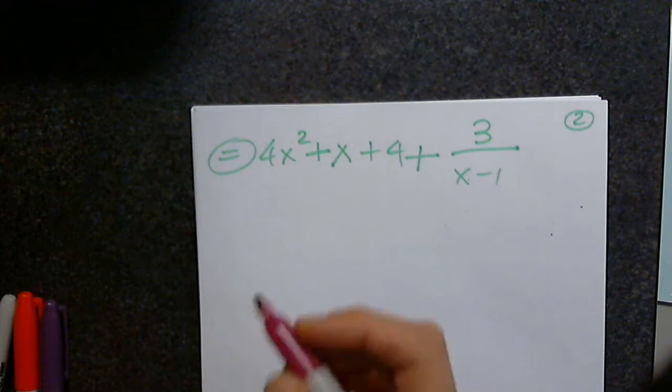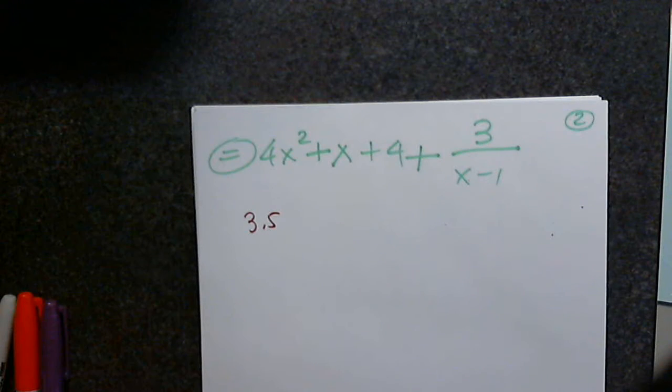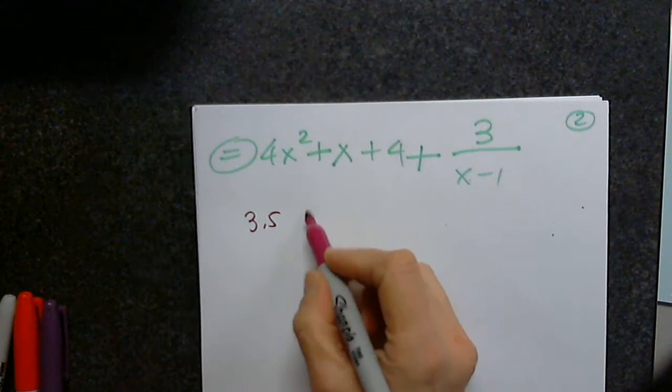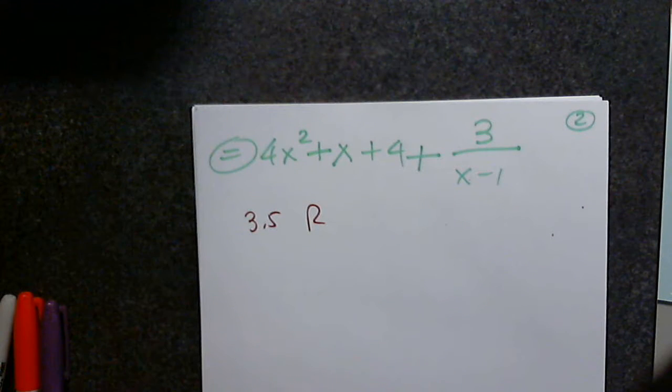Okay, the next section is 3.5, rational functions. Did I start this or not? Yes, I did. Oh, I'm happy.